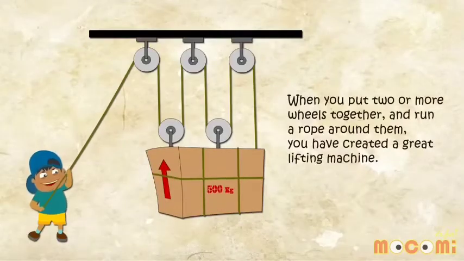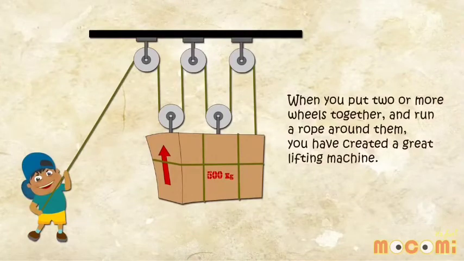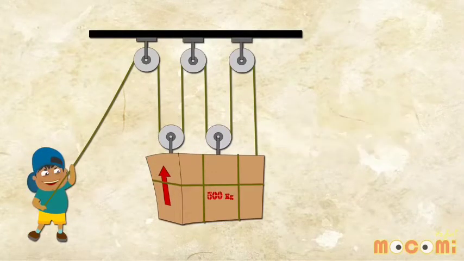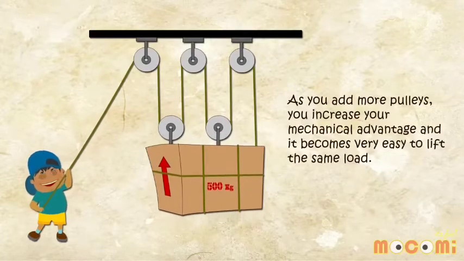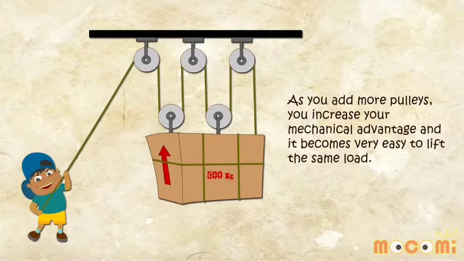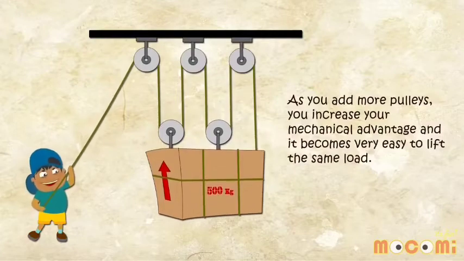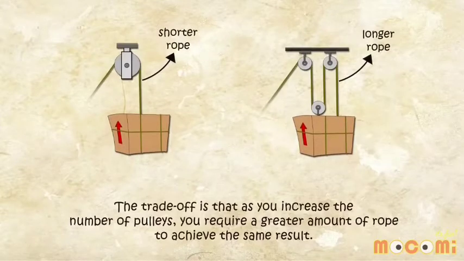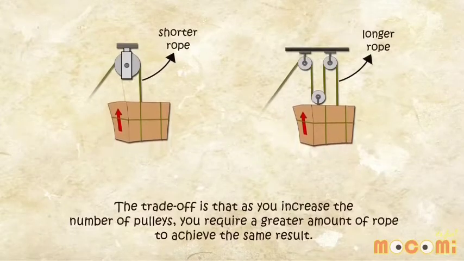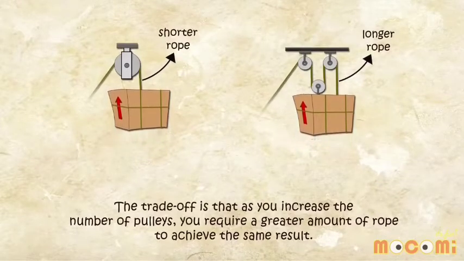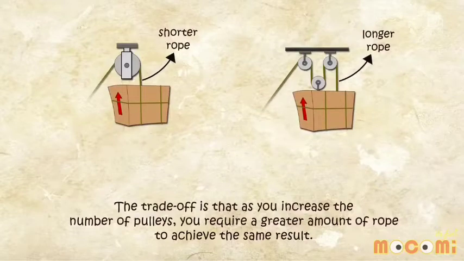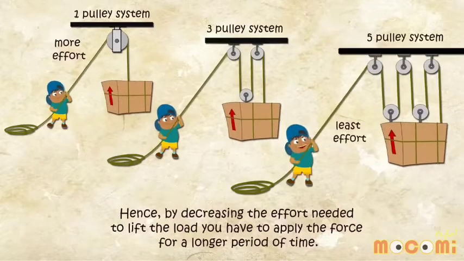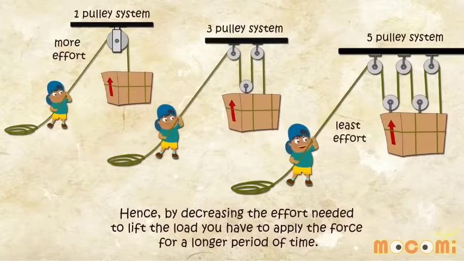When you put 2 or more wheels together and run a rope around them, you have created a great lifting machine. As you add more pulleys, you increase your mechanical advantage and it becomes very easy to lift the same load. The trade-off is that as you increase the number of pulleys, you require a greater amount of rope to achieve the same result. Hence, by decreasing the effort needed to lift the load, you have to apply the force for a longer period of time.